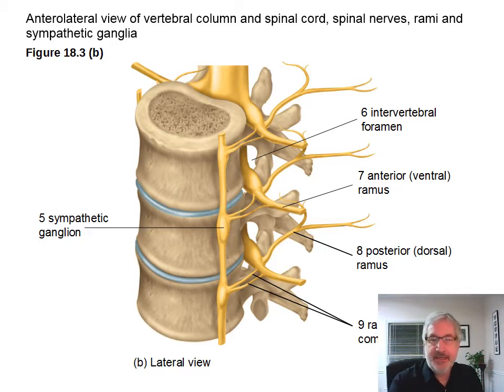So you can see, here's our intervertebral foramen. You see the spinal nerve right there coming out, and the dorsal and ventral roots of the spinal nerve have joined to make the spinal nerve, and you have the dorsal root ganglion on the posterior side here. Then you have the dorsal ramus, the ventral ramus.